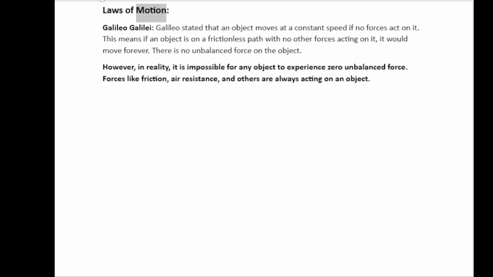Laws of motion. Galileo stated that an object moves at a constant speed if no forces act on it. This means if an object is on a frictionless path with no other forces acting on it, it would move forever. There is no unbalanced force on the object. However, in reality, it is impossible for any object to experience zero unbalanced force. Forces like friction, air resistance, and others are always acting on an object.